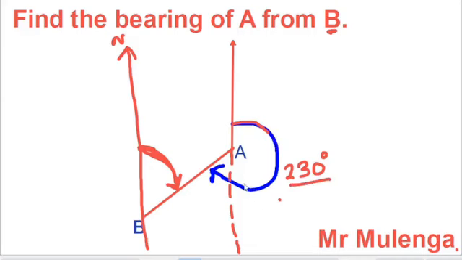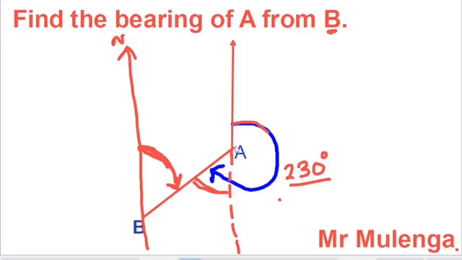Okay, so remember what we said? We said that this angle right here will be alternating to this angle because we have two parallel lines. Here there are two methods that you can use, and I will use the first method.